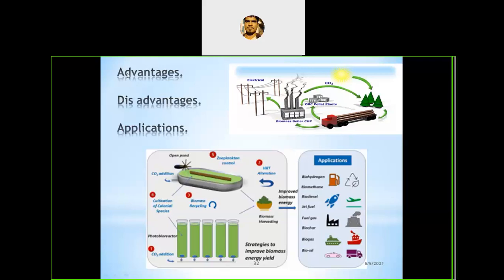Coming to the applications, through these processes, 1, 2, 3, 4, 5, we can convert this biomass into useful forms: biohydrogen, biomethane, that is biogas, and biodiesel, as I told. This diesel is used to run automobiles. Then as a jet fuel we can also use it. Then fuel gas for industrial purposes, then biogas, then bio oils.